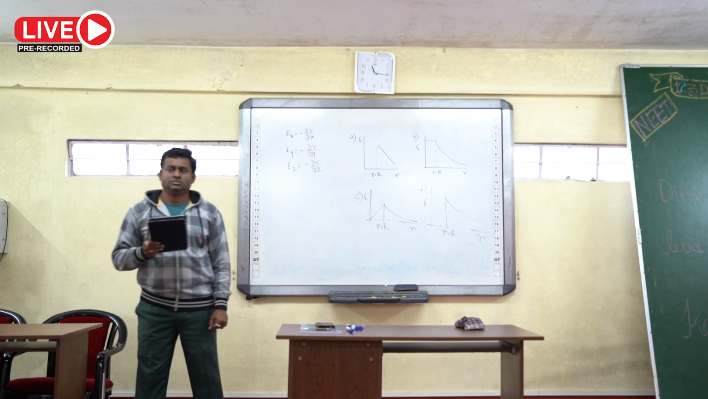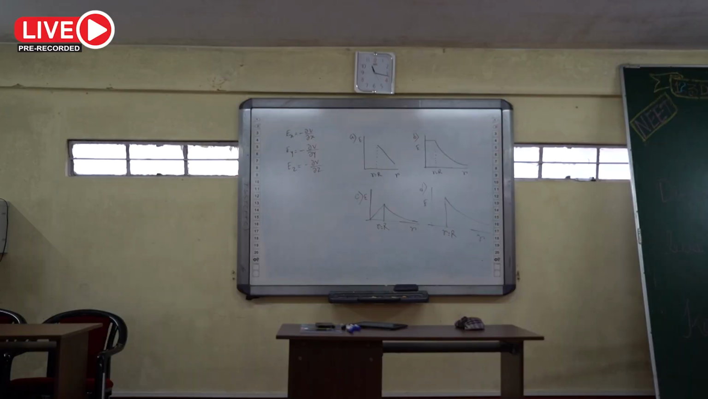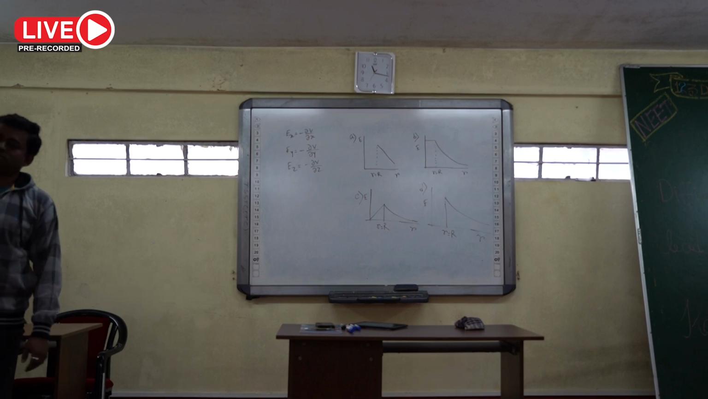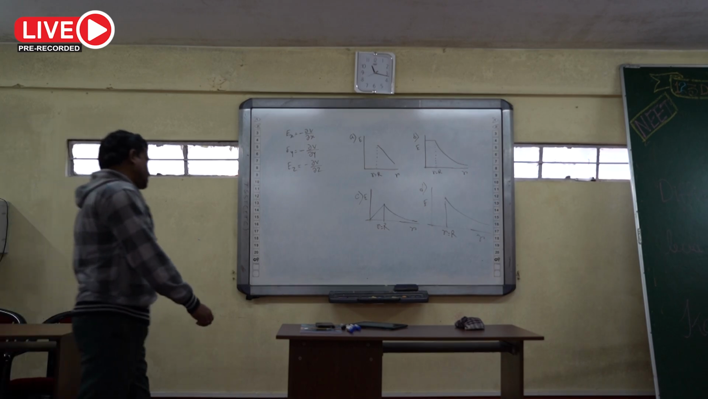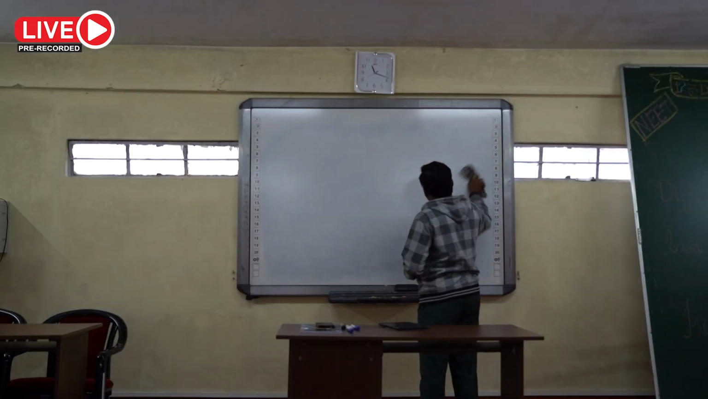Option D, 0. One side it leaps through the other side, so net flux going in and net flux coming out are same. So in that case enclosed charge will be 0. This is coming from Gauss's law.